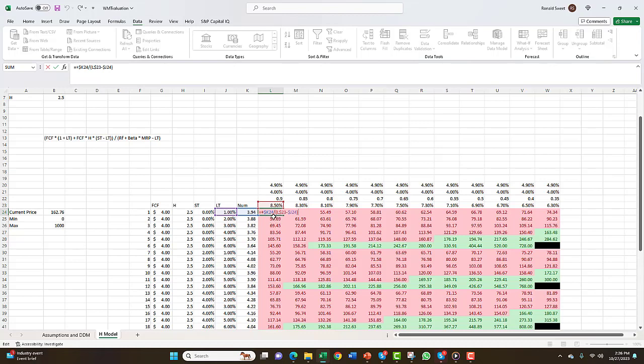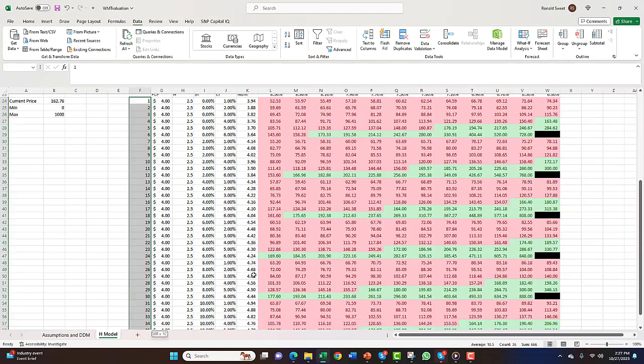So the formula is the numerator, which is that 394 we just did, divided by the discount rate minus the growth rate. You see how to lock the column in on the numerator, had to lock the row in on the discount rate, and lock the column in on the growth rate.